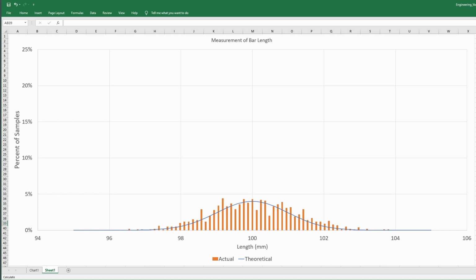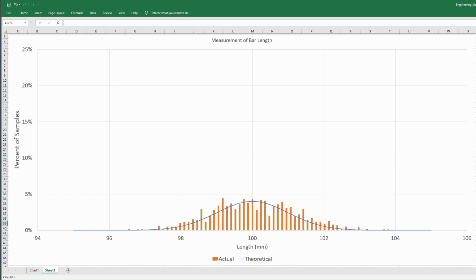So in this case, for instance, say we have a spec where we want to hit 100 millimeters plus or minus 2 millimeters. And in this case, from our 1,000 samples, if you actually measured that, it would be roughly 22 of our samples are above the tolerance and 17 are below, just from the random generation that we have here. That's very similar to the predicted values from the normal distribution.